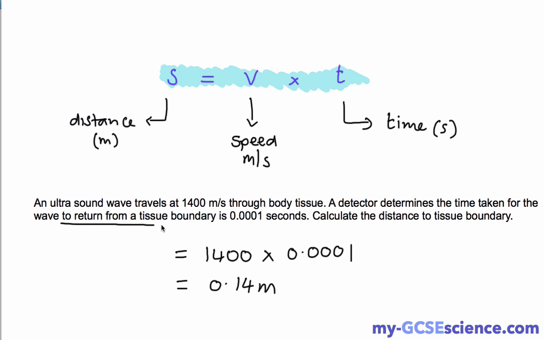Now there's a little trick here, be careful, because it says the time taken for the wave to return from the tissue boundary. That means this distance is actually double the distance because it's gone to the tissue boundary and come back. So we would have to times that by half to find the actual distance, which is 0.07 meters, which is about 7 centimeters.